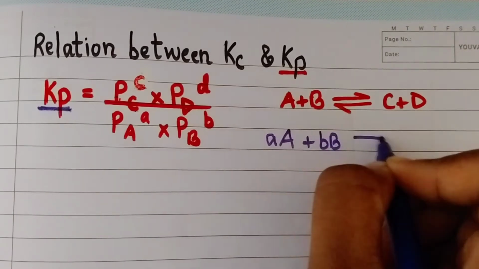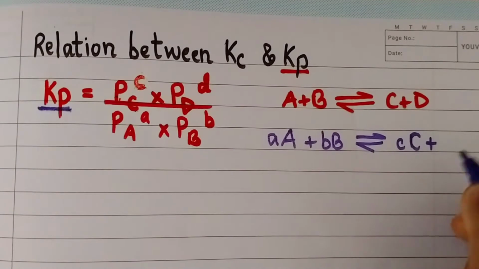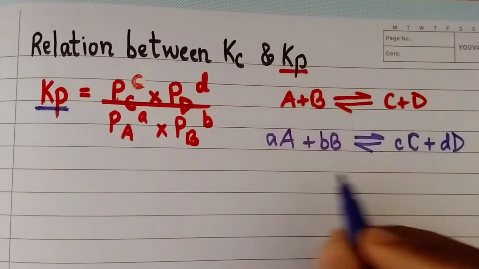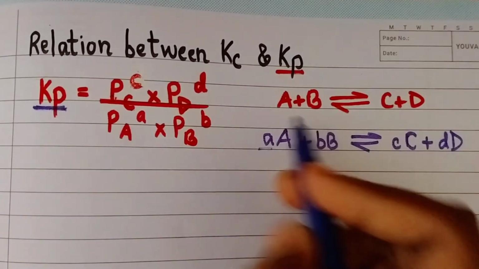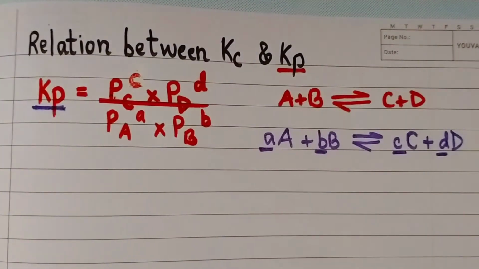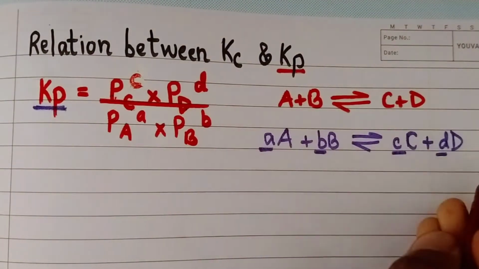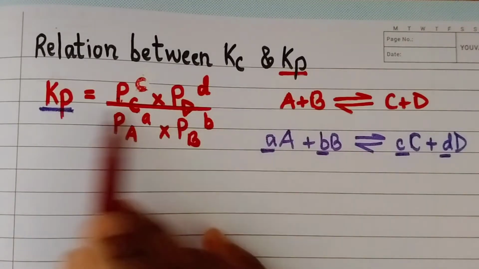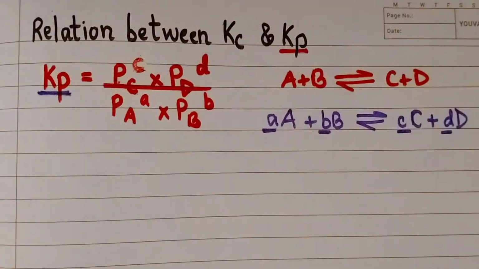See, they may have some coefficients of their own, right? Like 2H2O, then 2 is the coefficient of H2O. Similarly, we'll write a reaction like this. These are the stoichiometric coefficients of the respective reactants and products. To these coefficients, the pressure of reactants and products are raised. So this is Kp's formula, and we'll be using this formula to derive relationships.